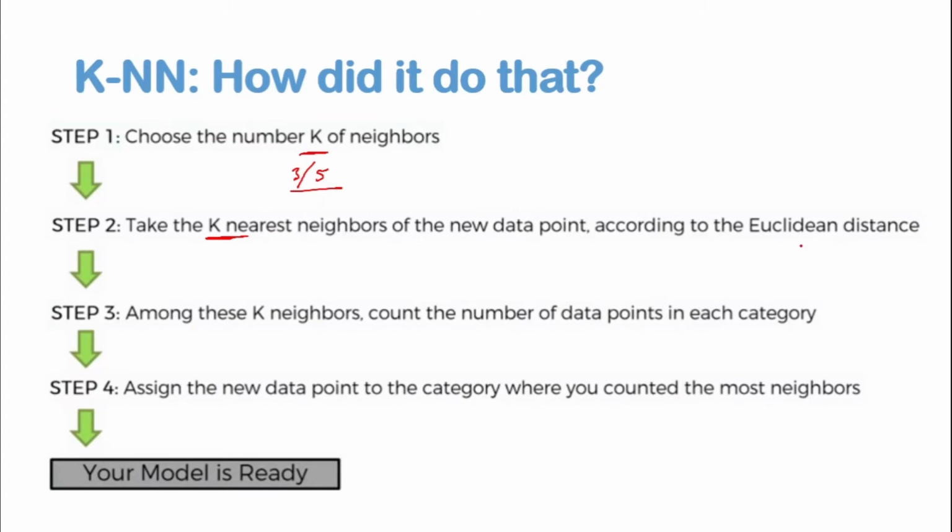Take the k nearest neighbors we have assumed, according to the Euclidean distance. Making use of Euclidean distance, we need to consider the first k nearest values, and then among these k nearest neighbors, count the number of data points in each category. Means if there are 2 categories, how many data points are from category 1 and how many are from category 2. Then the data point belongs to the majority category. This is how we classify the new data point.